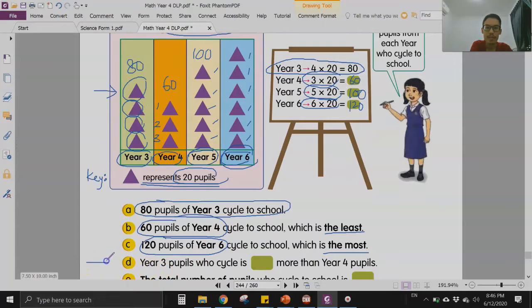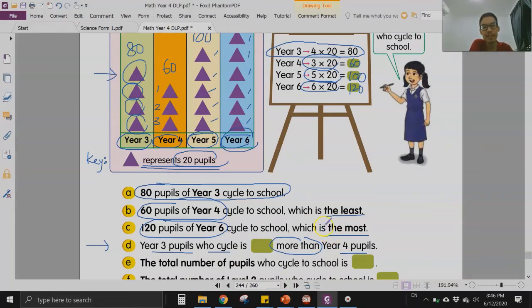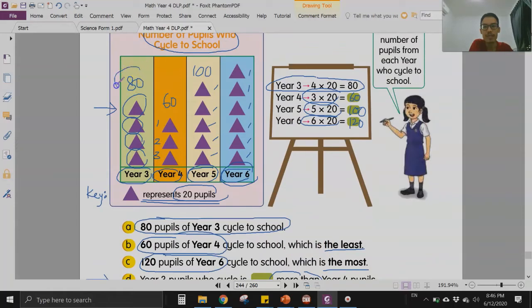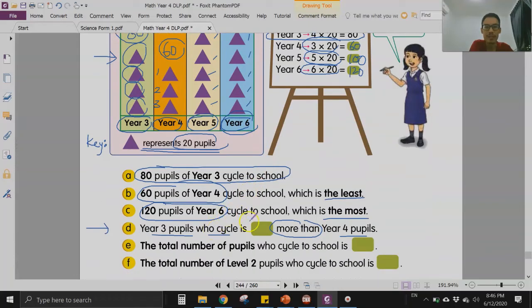Okay, so question D. Year 3 pupils who cycle is how many more than year 4? So it's asking about the difference, perbezaan. So comparing year 3 and year 4. Year 3 is 80, year 4 is 60. So 80 minus 60, you get 20. So year 3 pupils who cycle is 20 more than year 4 pupils.